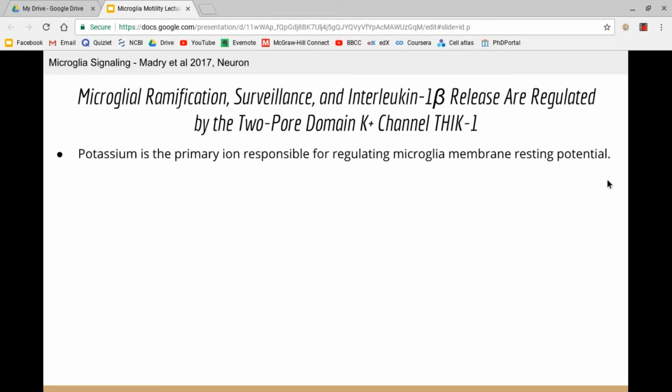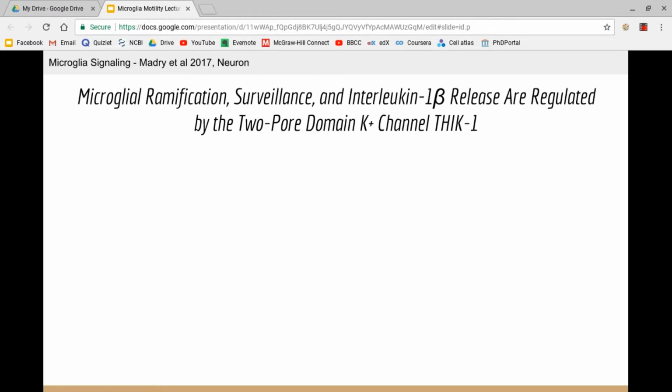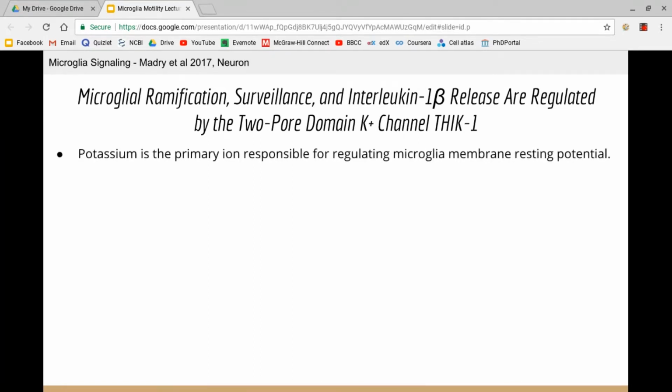Okay, so let's tackle this paper titled Microglial Ramifications, Surveillance, and Interleukin-1 beta release are regulated by the two-pore domain potassium channel THIK1. Potassium is the primary ion responsible for regulating microglial membrane resting potential. This is really interesting, especially since we just discussed how the inflammasome is principally triggered by the efflux of potassium.